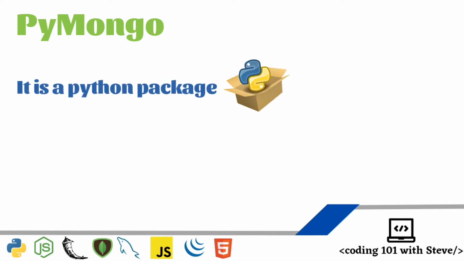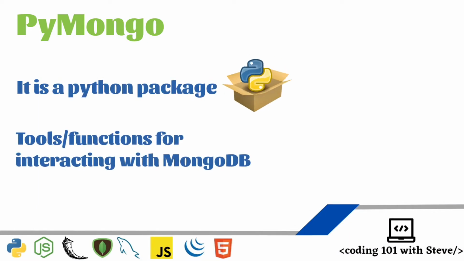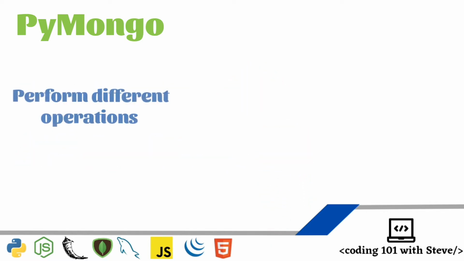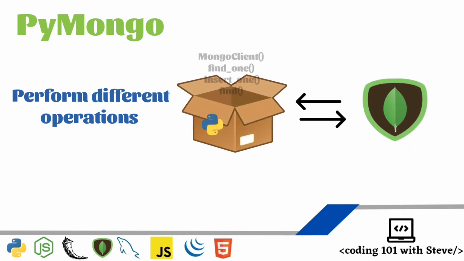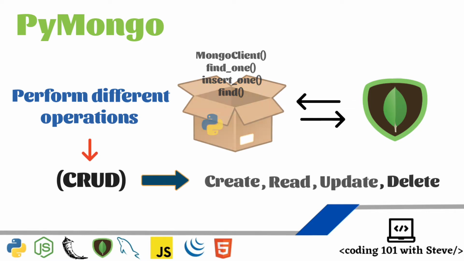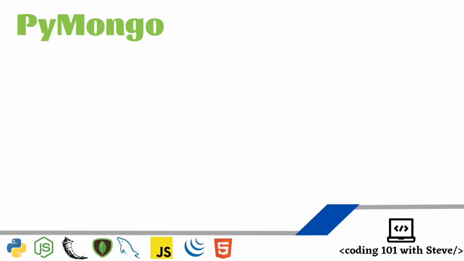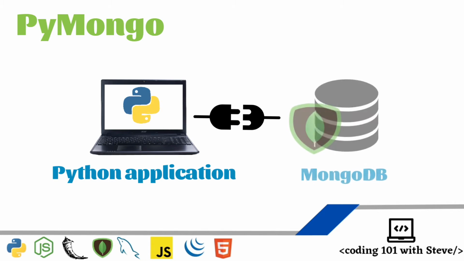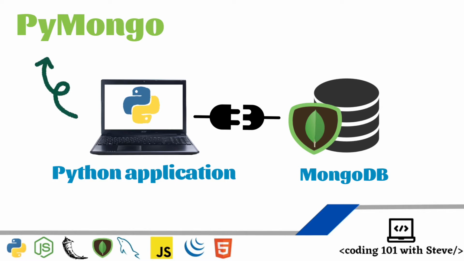PyMongo is a Python package. This package contains tools or functions for interacting with a MongoDB database from Python. So you can perform different operations on MongoDB using the functions of this package, such as the CRUD operations, that is, creating the database, collections, documents, and also reading, updating, inserting, or deleting the data. Using this package, you can connect your Python application to a MongoDB database. So if I have a MongoDB database and I want to access it from my Python application, then I will have to use PyMongo.